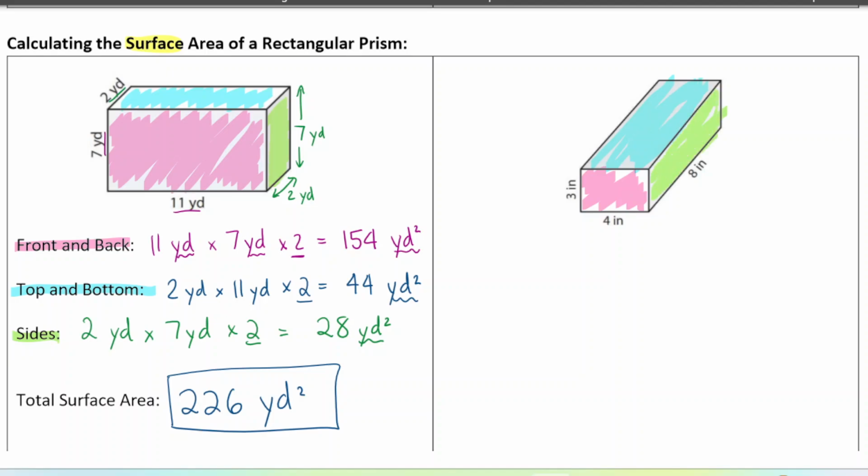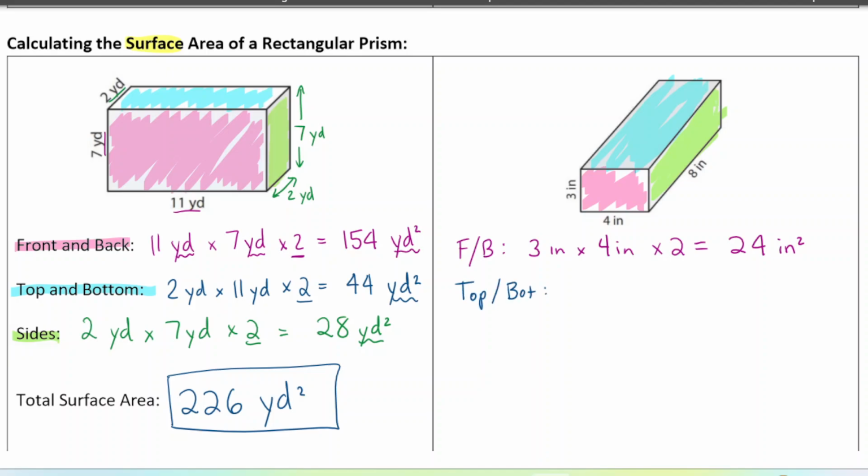Okay, so this is a rectangular prism, so there's 6 sides all together that we need to add the areas up. Okay, so let's do front and back. The front and back are going to be 3 inches times 4 inches, length times width, and then there's 2 of them. So we'll multiply it by 2 to get 24 inches squared. Let's do the top and bottom.